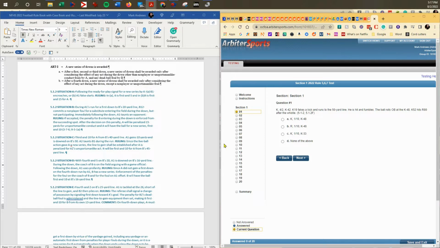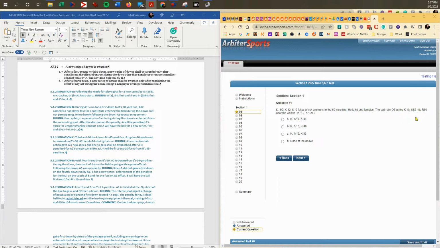So what we have here is it was a 4th and 2 on the K42. They had to get to the K44 for a first down. He got to the 50, but then lost control of the ball, and the ball went out at the 48. It's still a first down. Okay, so they've got a first down.